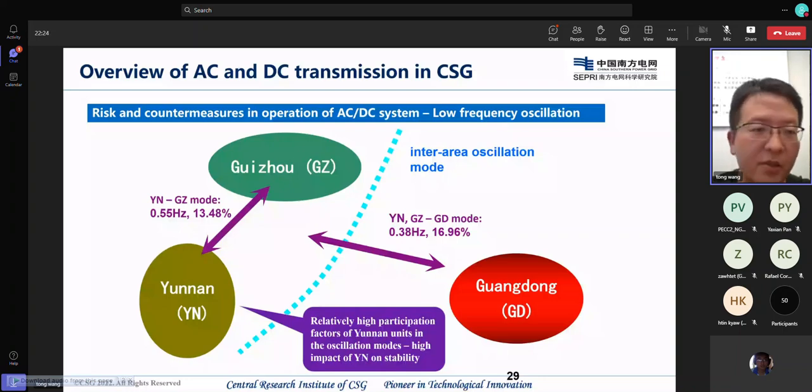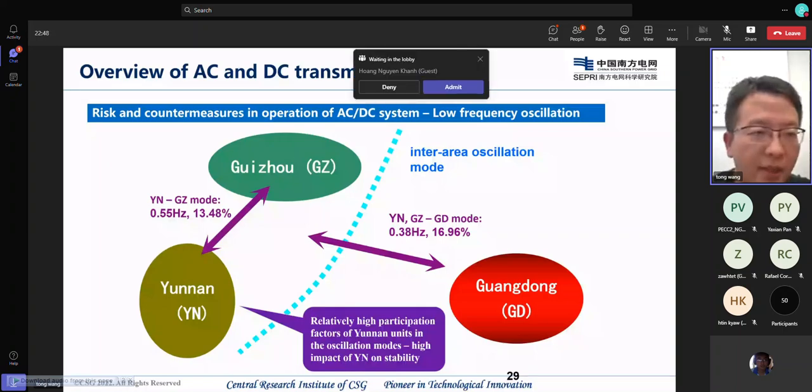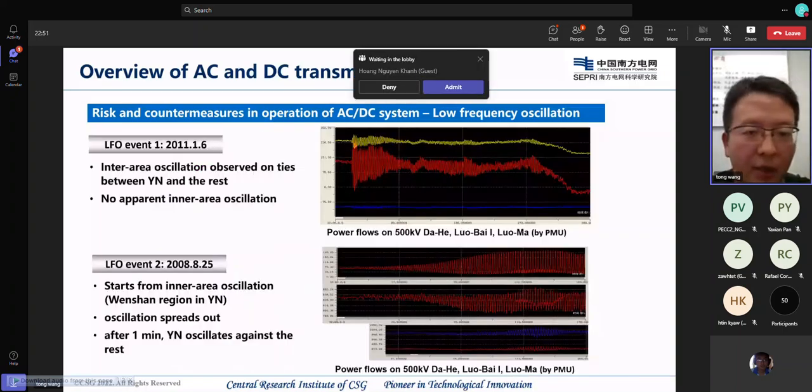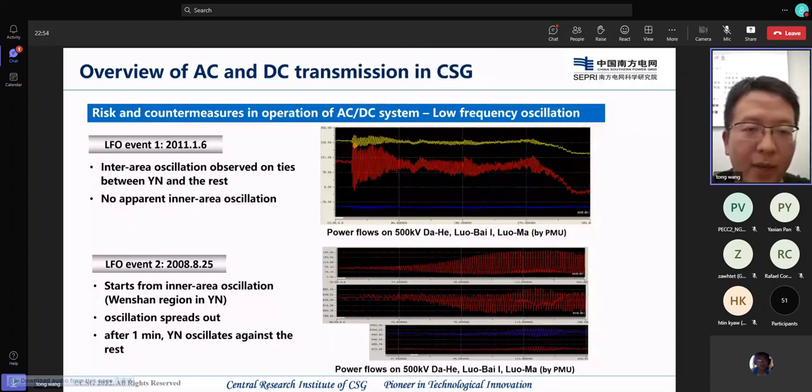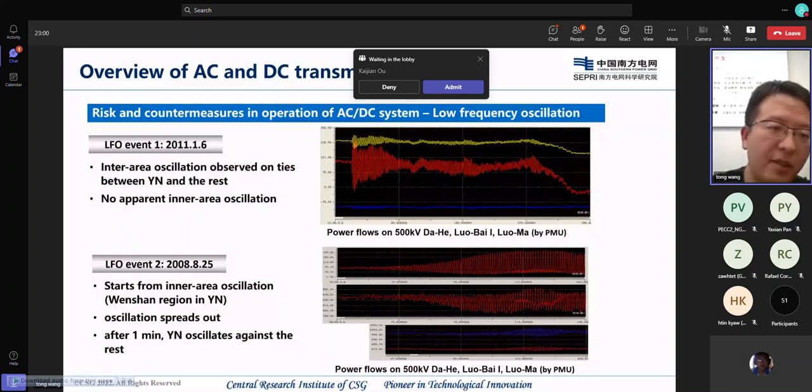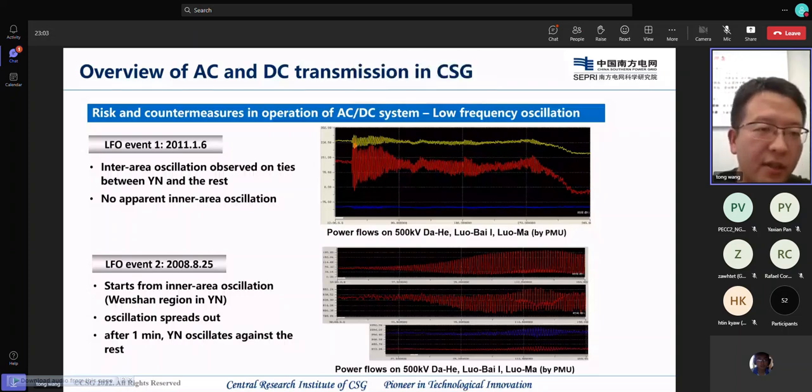This slide shows some typical inter-area oscillation modes that we have checked for our system, and this figure shows a real accident that we observed. The first one is the power flow for the Luobai and Luoma HVDC lines. It shows there is a power oscillation, an inter-area oscillation, not an inner one.